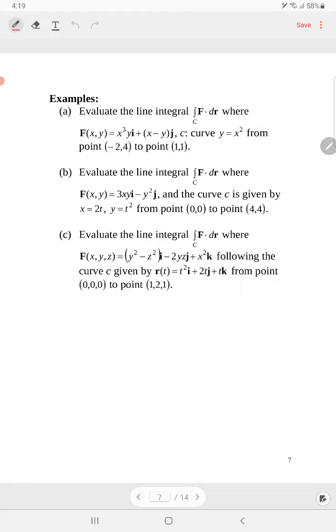Now let's look at a few examples on line integral of vector field. Let's start with example A. Here we are asked to evaluate the line integral F dot dr, where F is equal to x cubed y i plus (x minus y) j, and your curve is given as y equals x squared from point (-2, 4) to point (1, 1). So this is the case where your curve is given as y as a function of x.